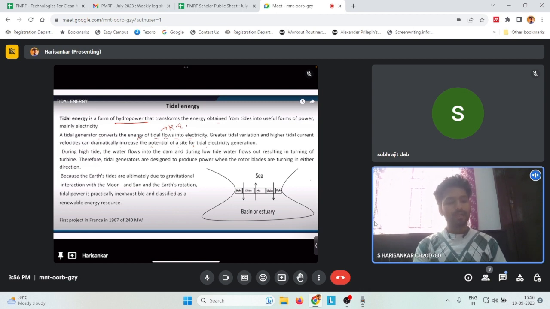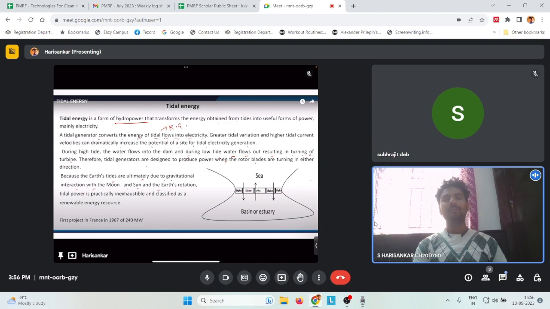During high tide, the water flows into the dam, and during low tide, water flows out, resulting in turning of the turbine. Therefore, tidal generators are designed to produce power when the rotor blades are turning in either direction.